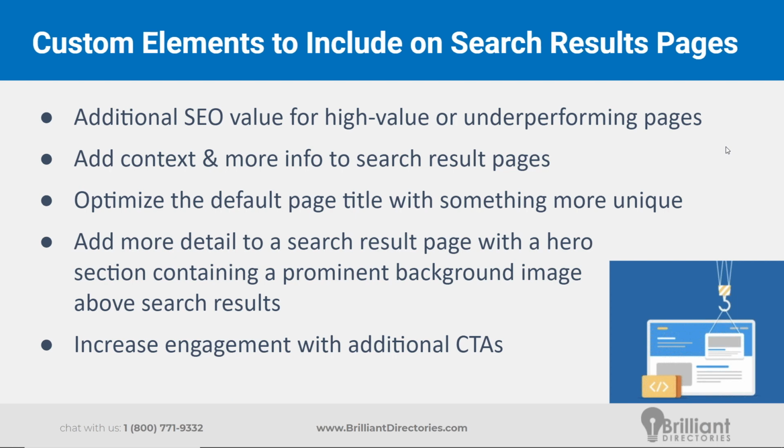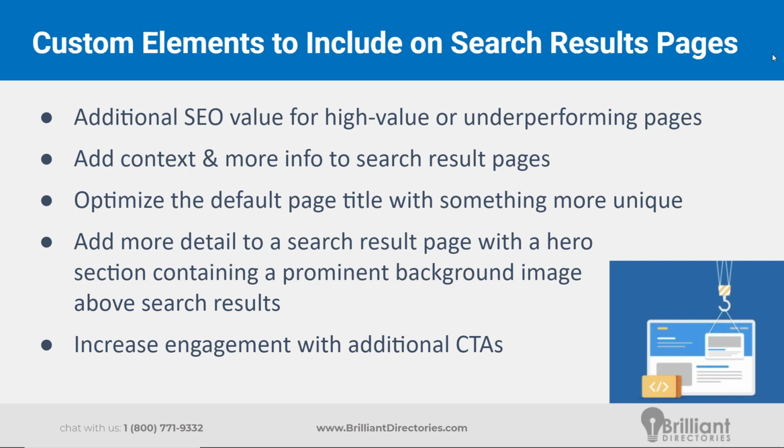You can also optimize the default page title with something more unique. You can also add some additional details to a search result page with that hero section, which contains a really apparent, prominent background image above the search results. You can add maybe a call to action in there, just a bigger title. Maybe you want to add some additional information within that section. You can do all of that.